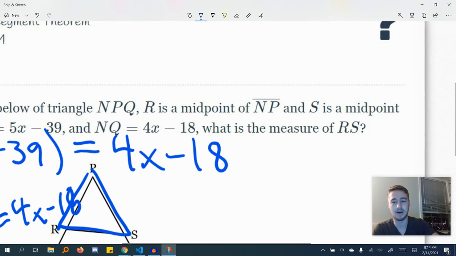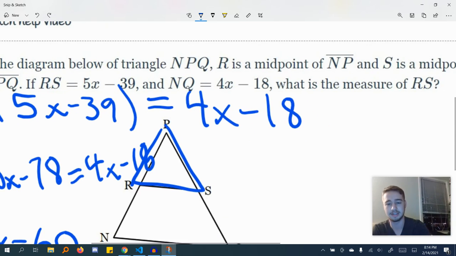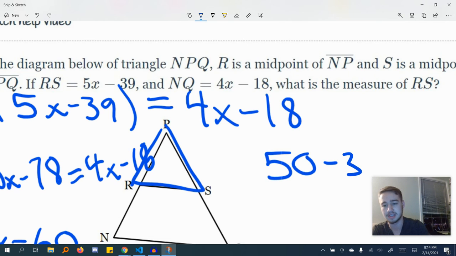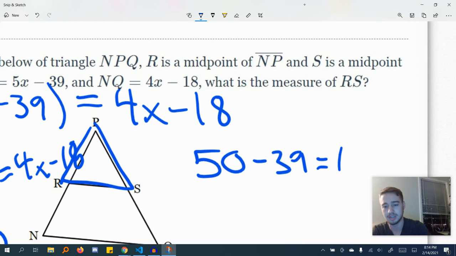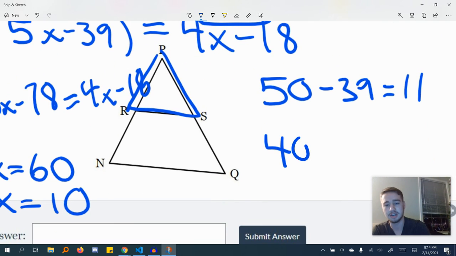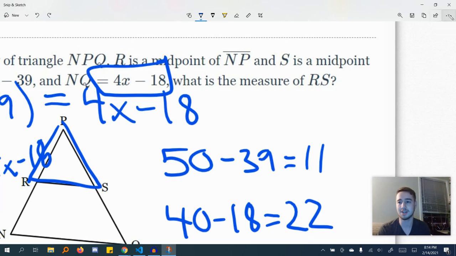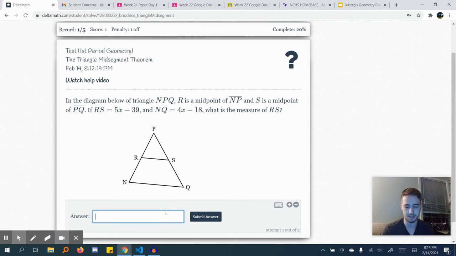And we now have the measure of RS: 5 tens minus 39 is 50 minus 39, which equals 11. And just to double check our work, 40 minus 18 is 22, which is twice the length of RS, which is exactly what we want. So we want the length of RS for our answer, and that's the one that is smaller, so it's going to be 11.